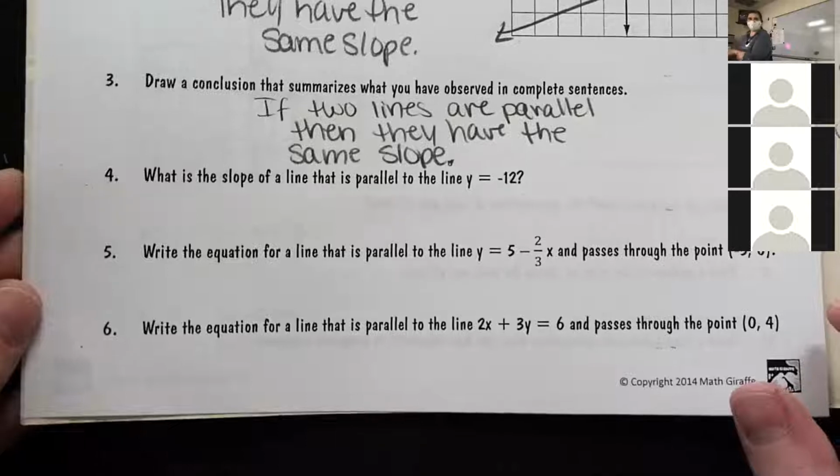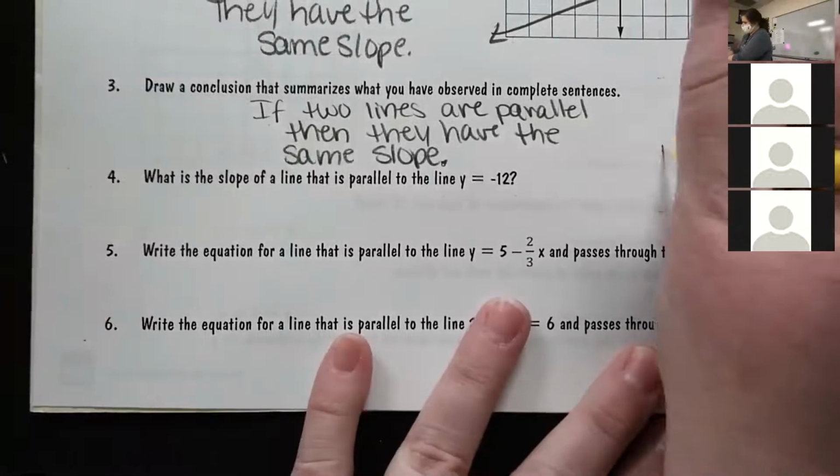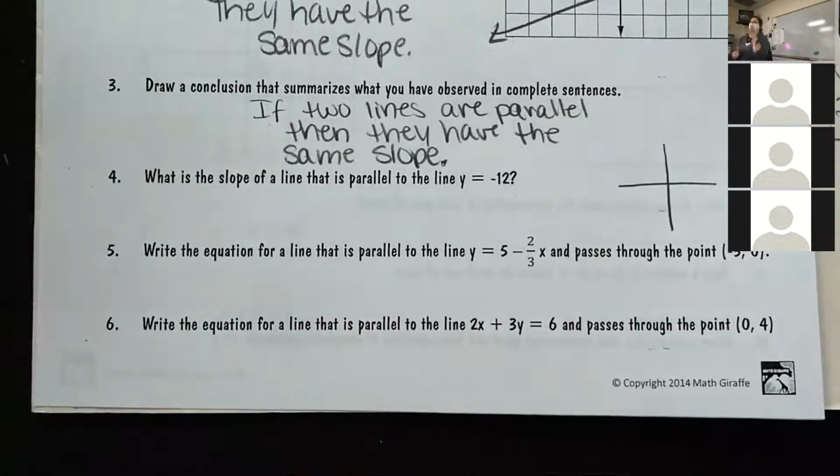Number 4. What is the slope of a line that is parallel to the line y equals -12? Okay, if I just have a plain old line y equals -12, is that a horizontal line or is that a vertical line? Raise your hand for vertical. Raise your hand for horizontal. Raise your hand if you can't remember.